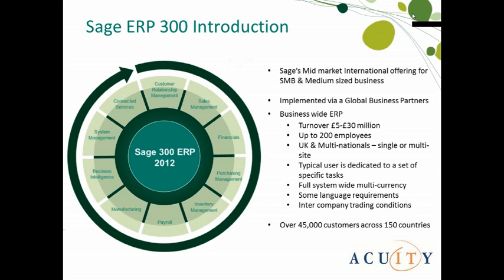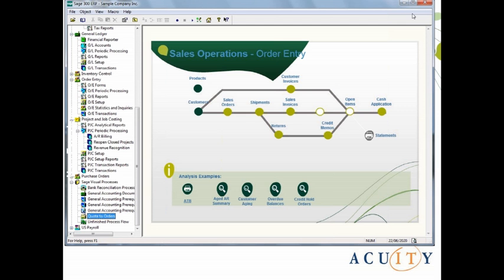The solution has over 45,000 organizations that use it across 150 countries, and I think it's very important to place an emphasis on that, as this is very much a solution that is deployed globally. It's quite rare that you will find a mid-range software vendor who has a product which is the same product in every geography around the world, and that is very much the case with Sage ERP 300.